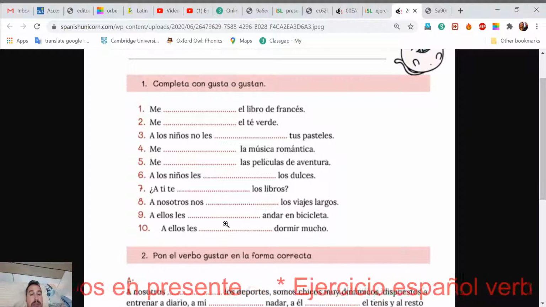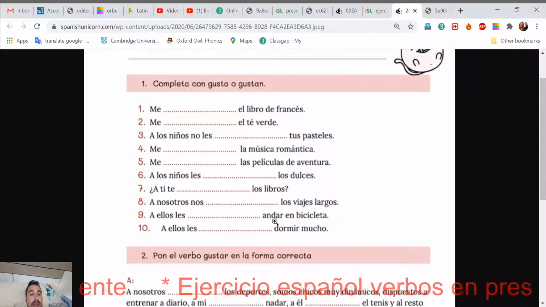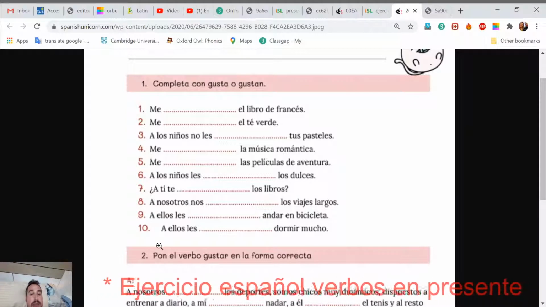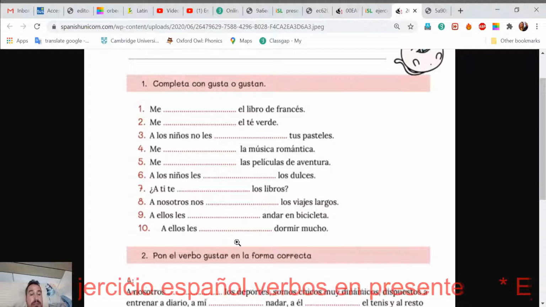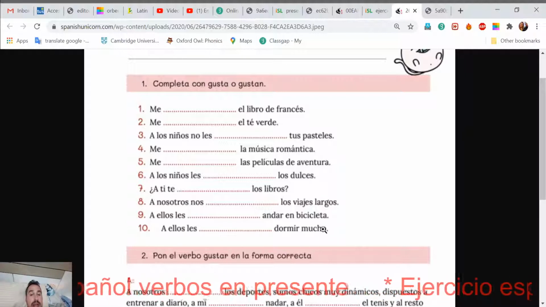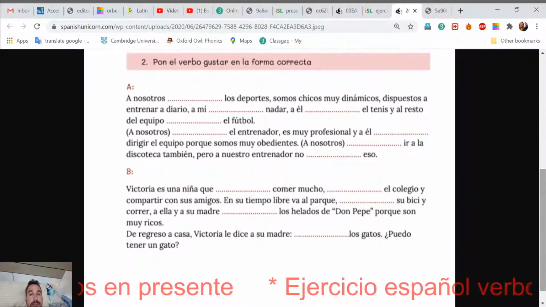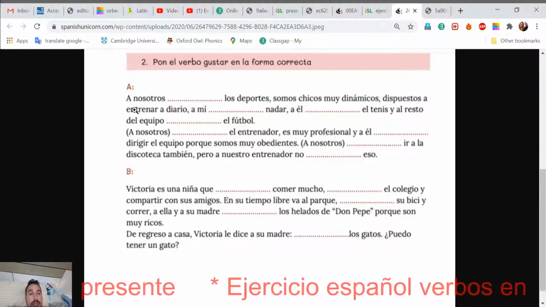A ellos les gusta andar en bicicleta. So they like riding a bike. A ellos les gusta dormir. So they like sleeping a lot. Okay, do this one as well.